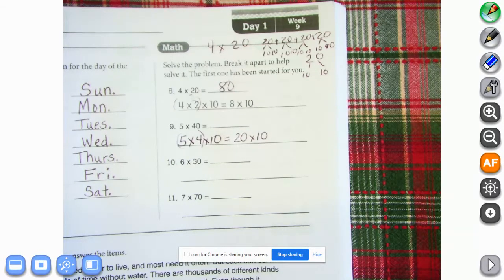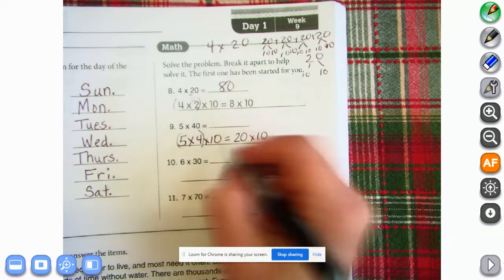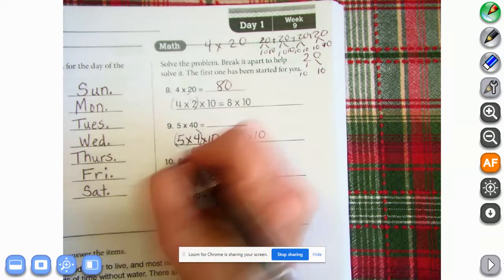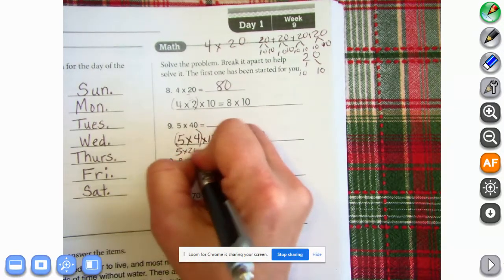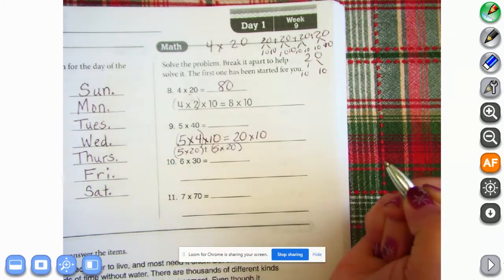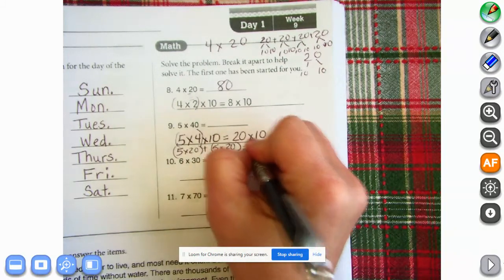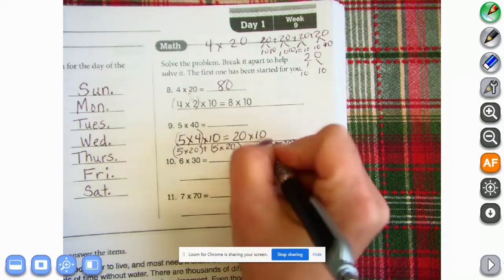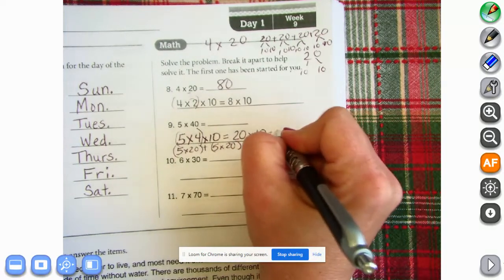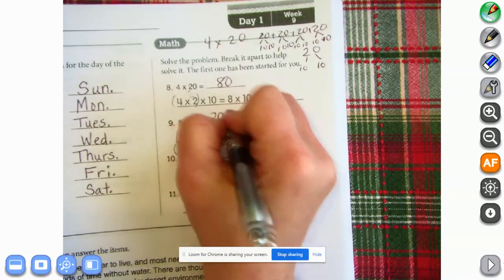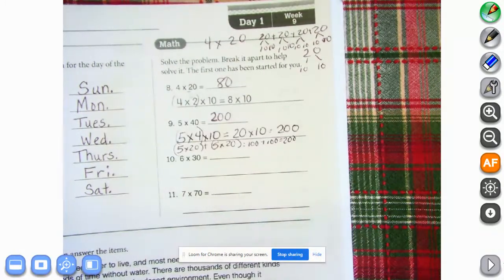5 times 4 times 10. We can do the 5 times 4 is 20 and times 10. We could do that. Or we could do 5 times 20 plus 5 times 20, which is 100 plus 100, which equals 200. 20 times 10 equals 200. Okay.